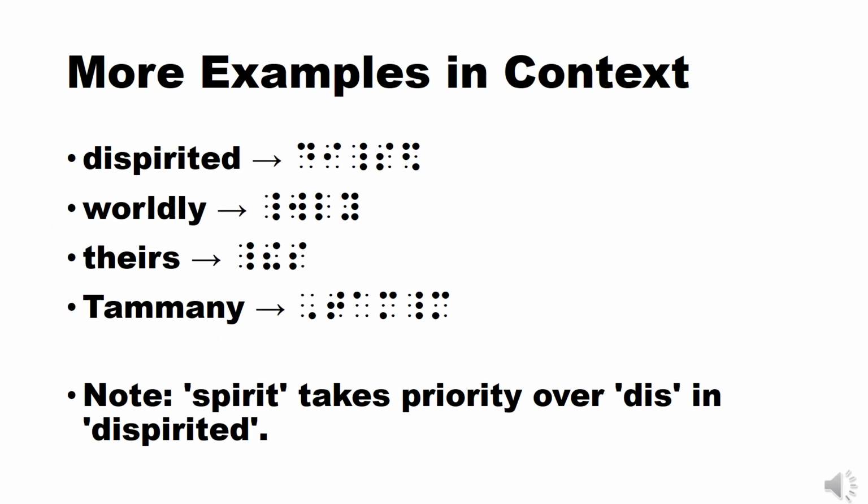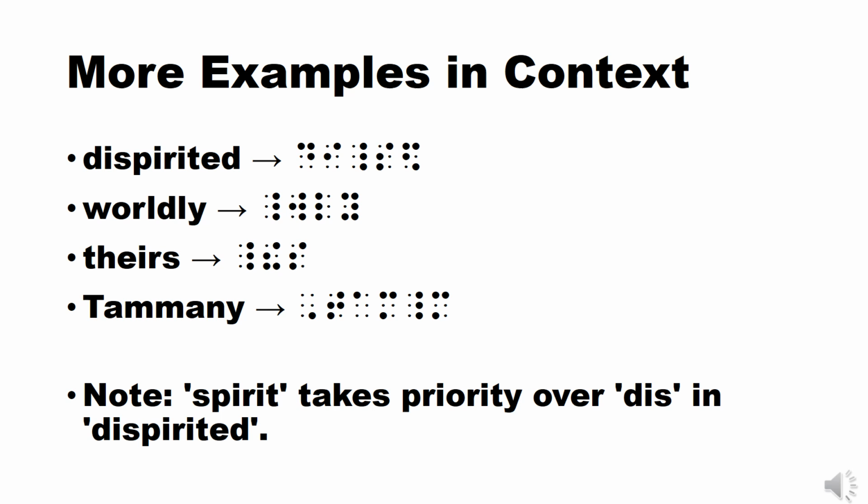Here are more examples where initial letter contractions make reading easier. First, we have the word dispirited. In Braille, we write the letters D, I, then the initial letter contraction for spirit, dots 4, 5, 6 plus S, followed by the E, D contraction. Next, the word worldly. This uses the contraction dots 4, 5, 6 plus W, followed by the letters L, Y.